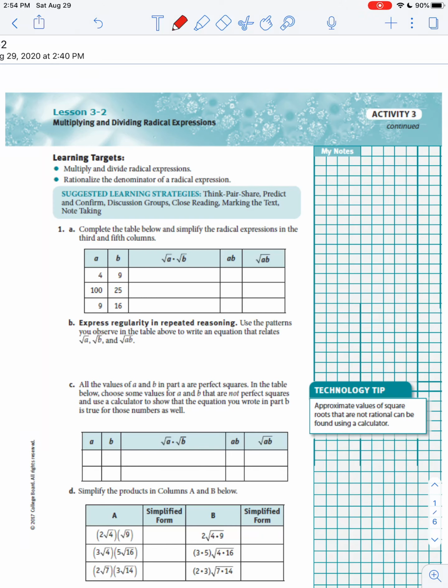Welcome to lesson 3-2. Yesterday in lesson 3-1 we worked on adding and subtracting radical expressions and simplifying. So in lesson 3-2 we're going to work on multiplying and dividing radical expressions. So those are actually our learning targets.